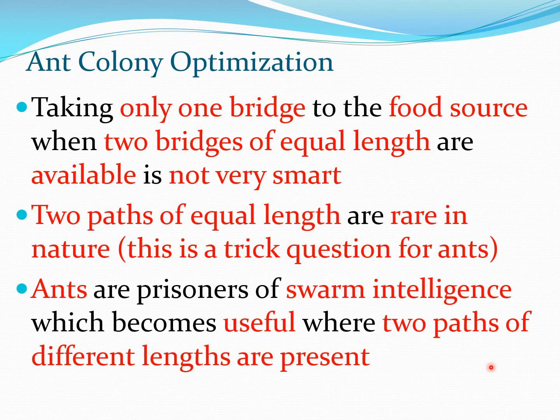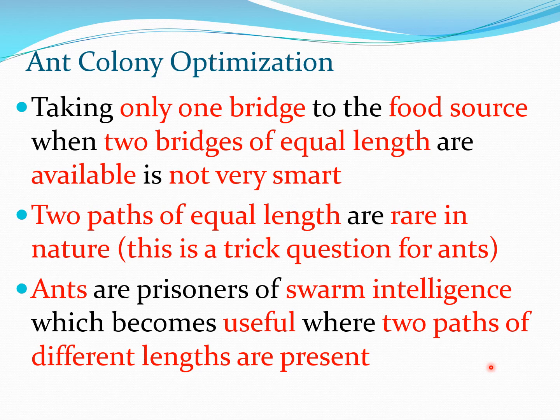Essentially we have presented the ants with a trick question because two paths of equal length are rare in nature. In fact, they are not likely at all. So what is going to happen in most situations is that there is going to be one path which is better, and so the method which ants have developed is actually better for a real world setting and not for the theoretical setting which was created here.